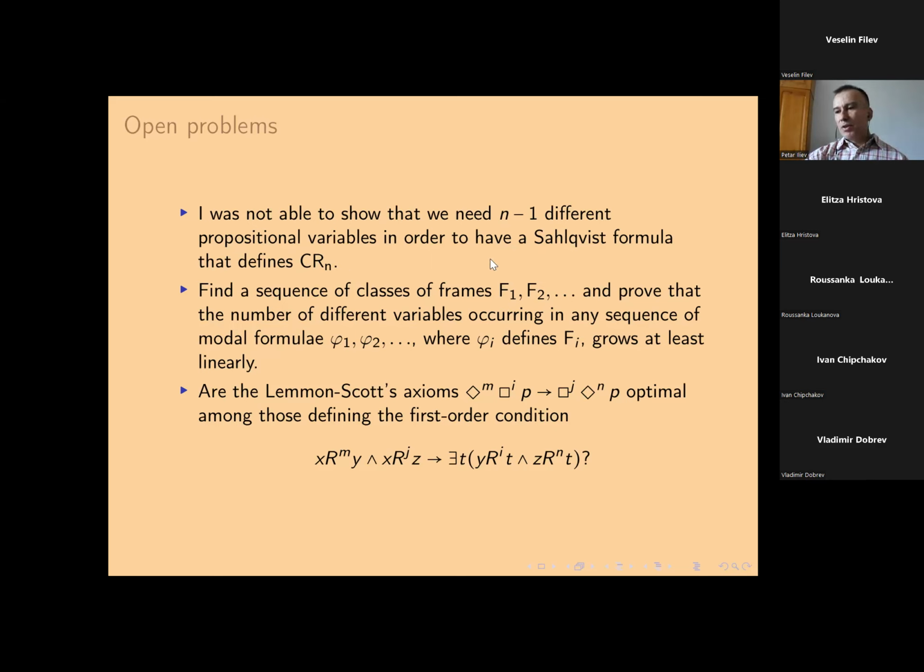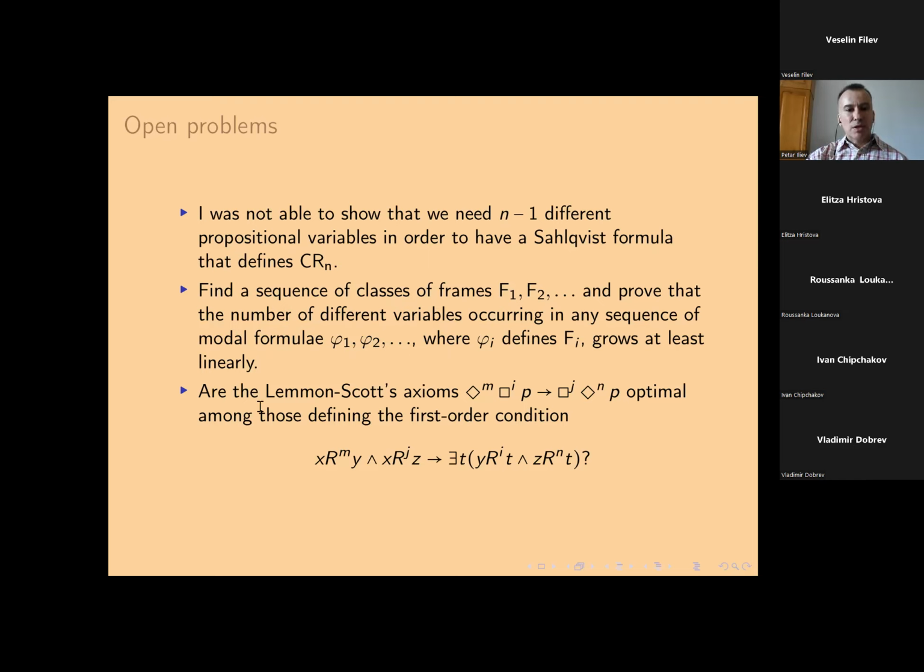And speaking of logarithmic lower bounds on the number of variables, it seems that it's a very difficult question to resolve, to find the classes of frames like this, infinitely many, countably infinitely many, and prove that the number of different variables that occur in any sequence of modal formulae, such that each formula defines the respective class of frames, grows linearly in this sequence. This seems to be very difficult at the moment.